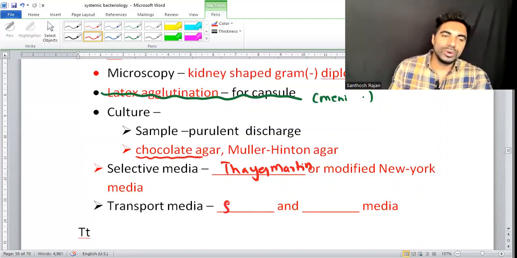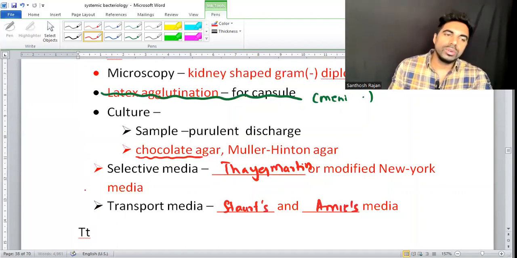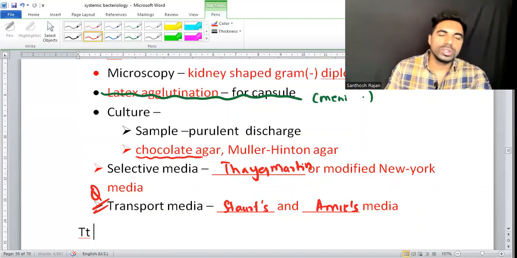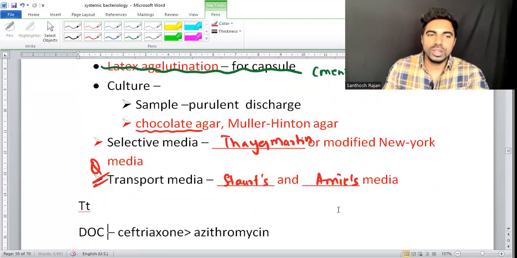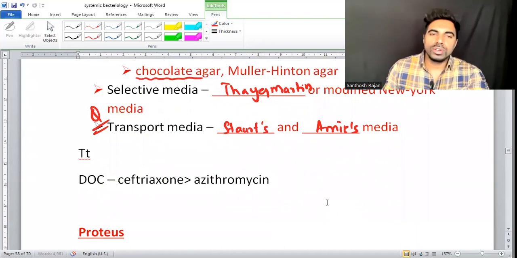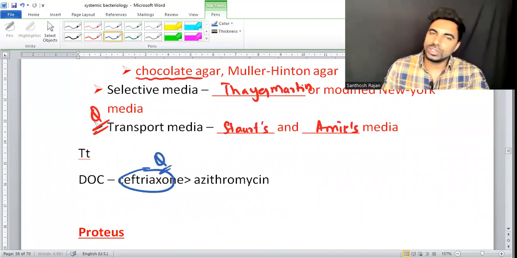Transport media already, though admi hai uska transport karne, ek Strout, dusra MS. Ab question. MS, ye dono. Uska hamara nisa ko transport karne ke liye bodyguards, Strout and MEs. Okay, Strout and MEs. Drug of choice, ceftriaxone. It's also asked many times. That's what I've written here. Ceftriaxone is the best compared to azithromycin.